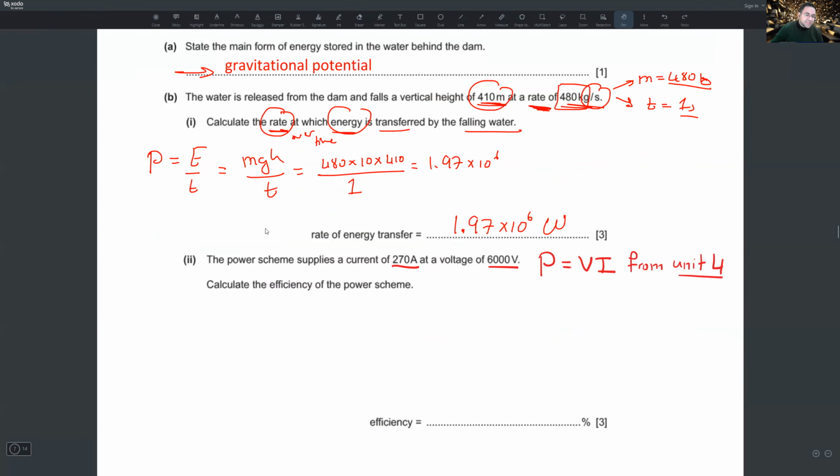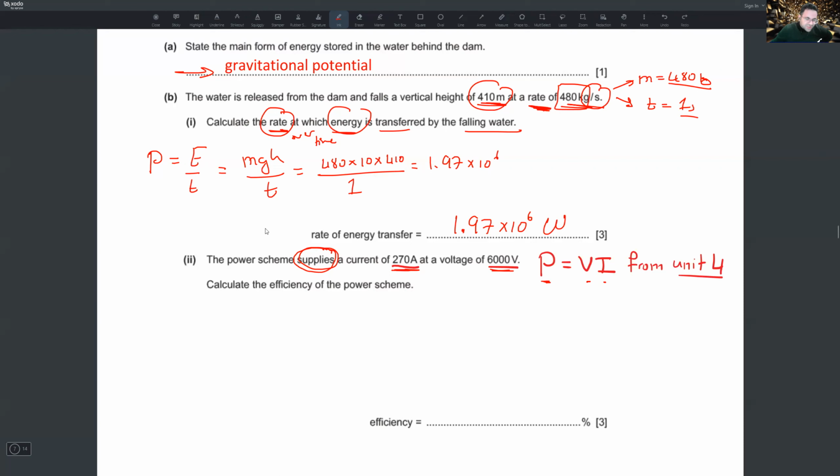This power scheme supplies a current of 270 ampere at a voltage of 6000. See how an energy, work and power question brought up electricity. Since we haven't revised electricity together yet, I've written the formula for you. To solve this we need an equation that says power is voltage times current, V times I. Excellent, right. Power is voltage times current. This is from unit 4.